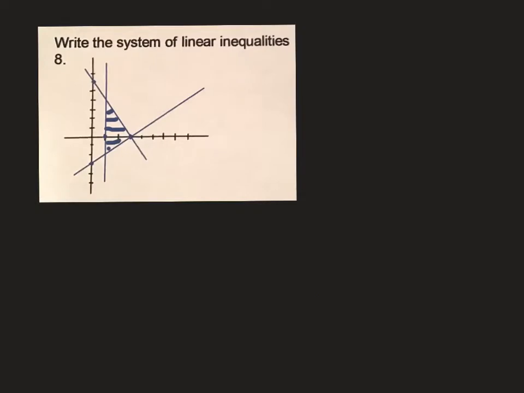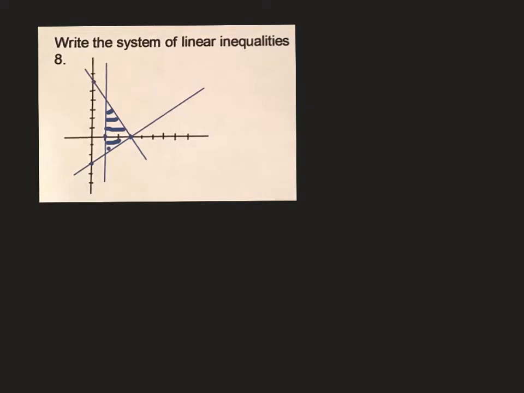Okay, so in number 8, we are writing the system of linear inequalities. So we're just going to say, okay, I have these so many lines, they're shaded here. What are my inequalities? All of that. So my suggestion would be if you have horizontal or vertical lines, start with those first because that's the easiest.